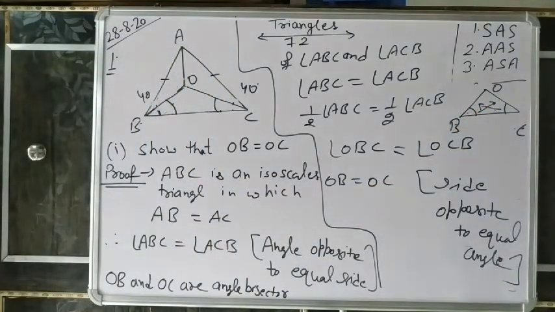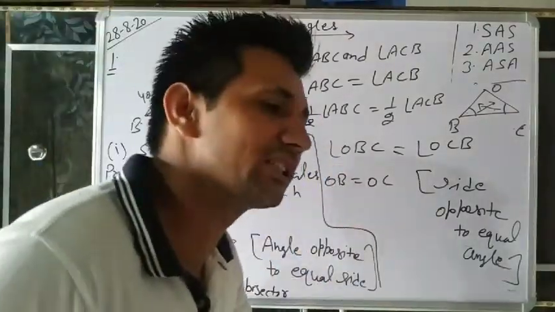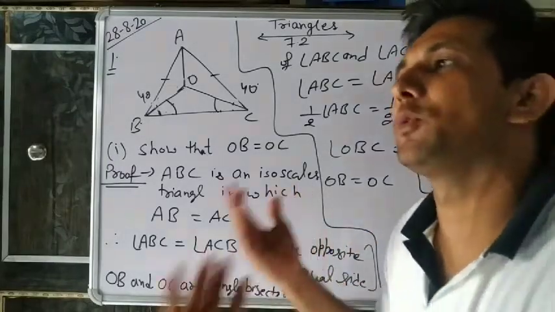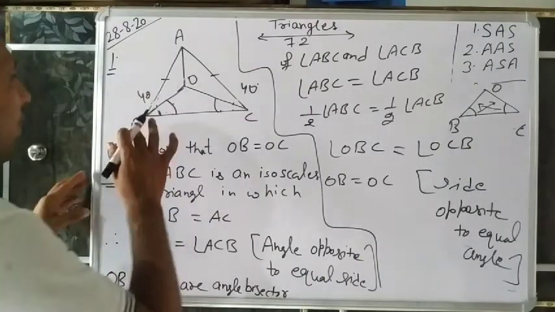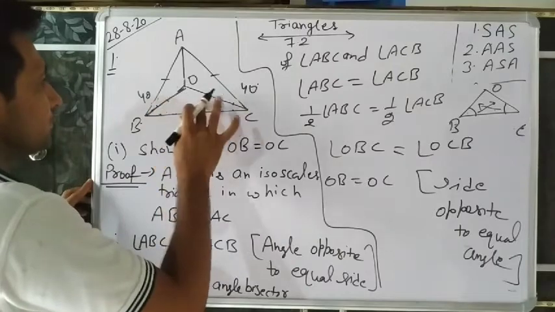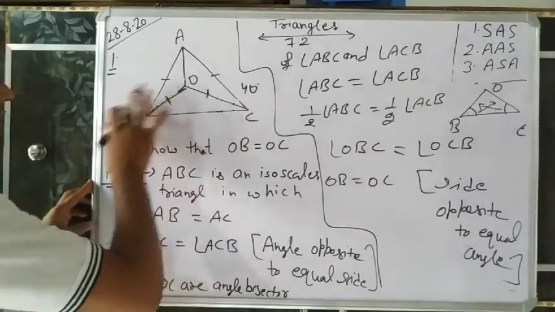Do you understand it? So it is a very simple question. We only have to remember: if sides are equal, opposite angles are equal. If angles are equal, then opposite sides are equal. Do you understand it? So OB equal to OC. Understand it?